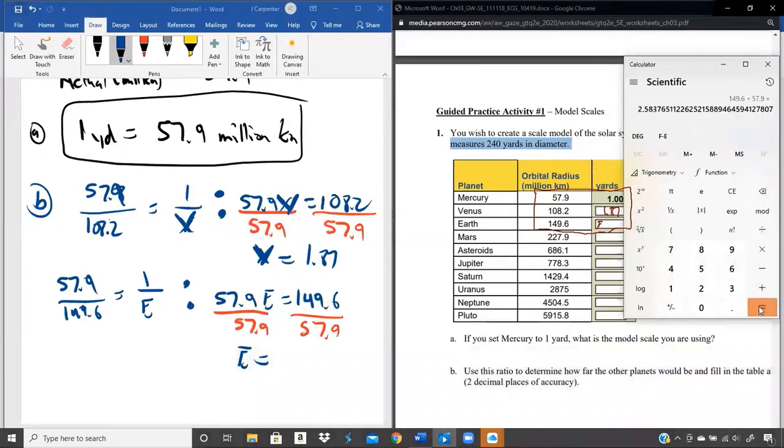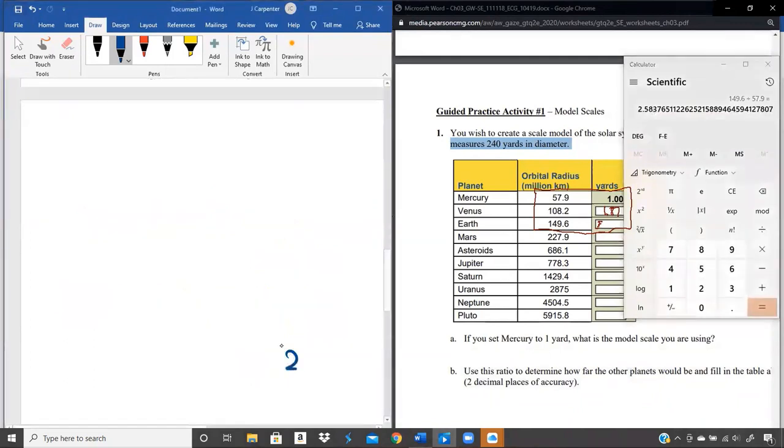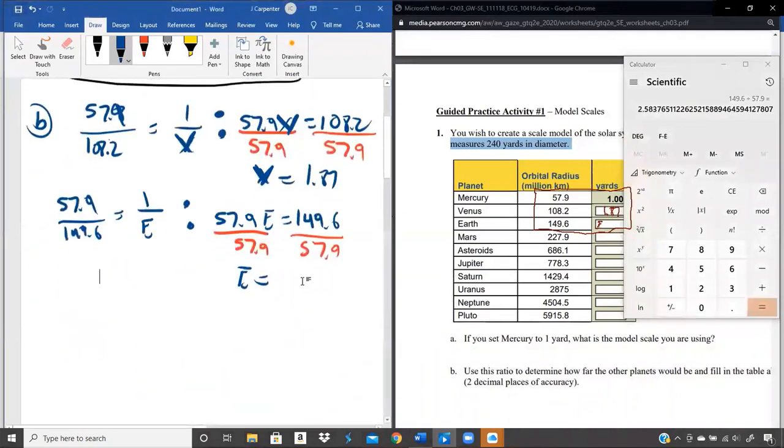Now 2.58, that answer makes much more sense. What the heck? That didn't make sense. 2.58. I'm actually learning why that happens. So 2.58 yards is how far away Earth would be.